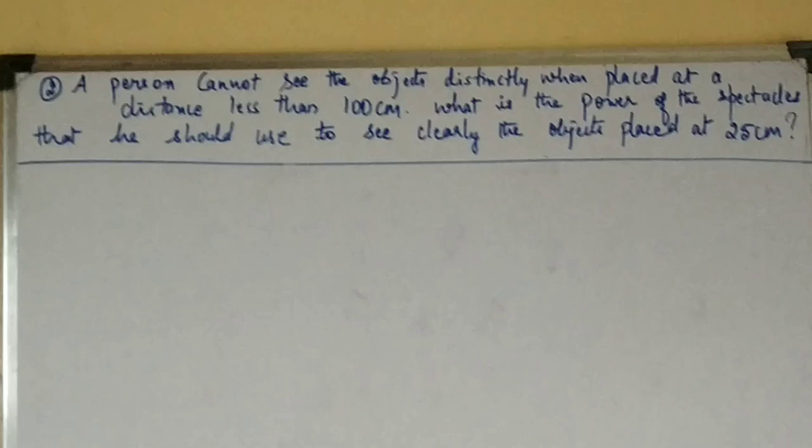A person cannot see the objects distinctly when placed at a distance less than 100 centimeter. What is the power of the spectacles that he should use to see clearly the objects placed at 25 centimeter? When you read the statement of the problem, you will come to know that the person is having hypermetropia. Right? It's not myopia, it is hypermetropia.